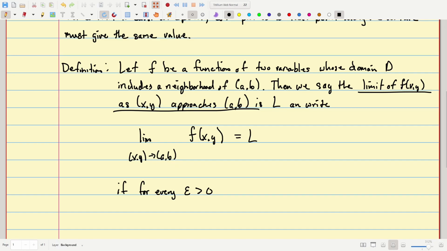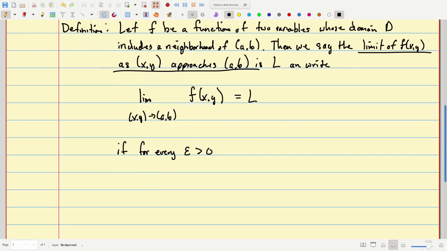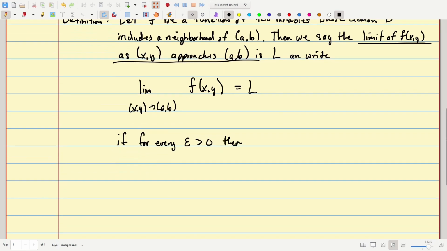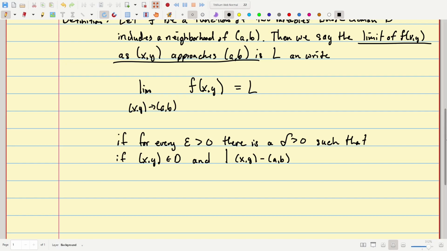Okay, so the limit as (x, y) approaches (a, b) of f(x, y) is equal to L if for every epsilon greater than 0, there's a delta greater than 0 such that if (x, y) is in the domain, and the magnitude of (x, y) minus (a, b), sorry, I should write this in vector form.